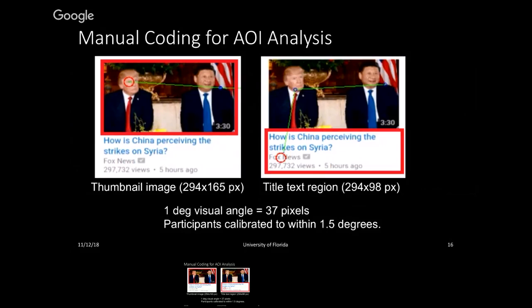After this, we manually coded the screen capture that we had done. We marked out areas of interest that corresponded to the thumbnails and areas of interest that corresponded to the title text region. Now, these areas of interest are fairly small, but we had calibrated it so that we are still able to get reasonably good confidence that people are looking at one area of interest versus the other.